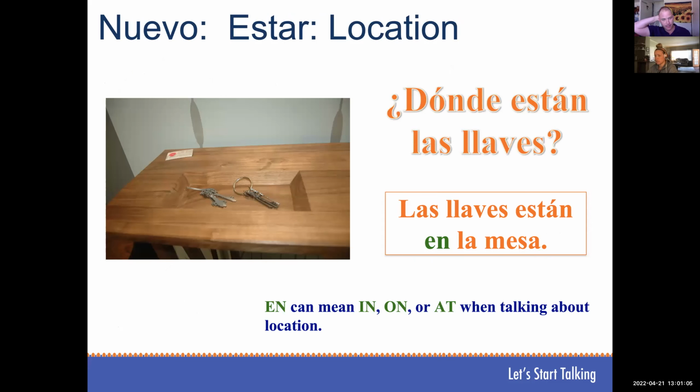Okay, bien. In a little more detail, we can use estar to talk about where things are located with the word dónde, right? ¿Dónde están las llaves? Go ahead and read that answer to me. Las llaves están en la mesa. Muy bien. So "en" can mean in, on, or at, depending on the context in Spanish.